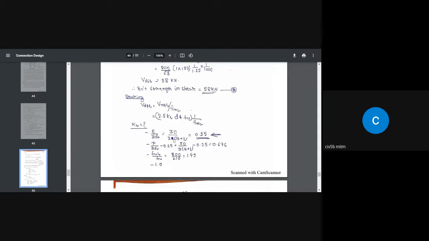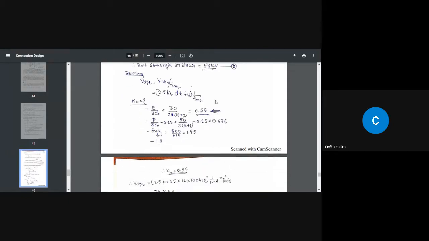Here d0 is the diameter of the bolt hole, which is 16 plus 2: 16 is the diameter of the bolt plus 2 millimeter clearance. Similarly, p by 3d0 minus 0.25 equals 0.676. Then fub by fu, where fub is the ultimate tensile strength of the bolt, 800, divided by 410, gives 1.95, and the last value is 1.0. So we have to take the least of these four values as the kb value. The least value is 0.55.